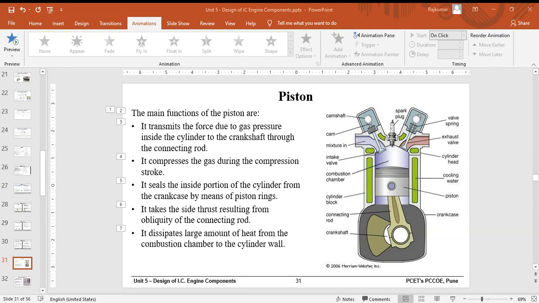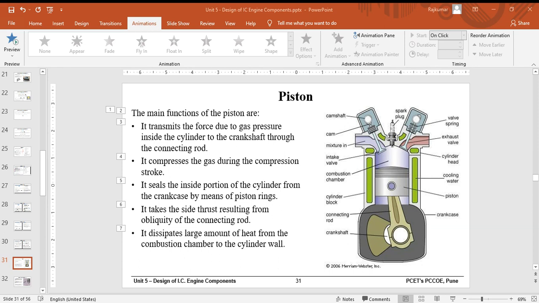So, very good afternoon, and today we will see the design principles that are used for the piston. On the right side, you can see a figure. Inside, you can see a piston. This piston is connected to a crankshaft by means of a connecting rod.